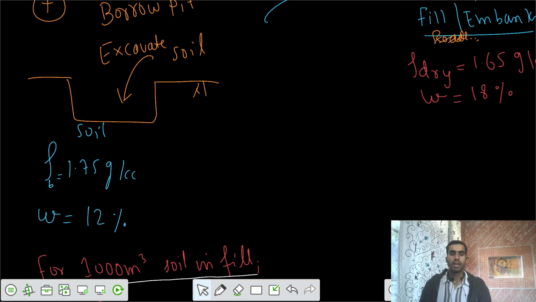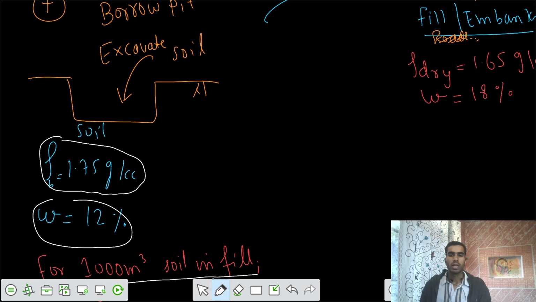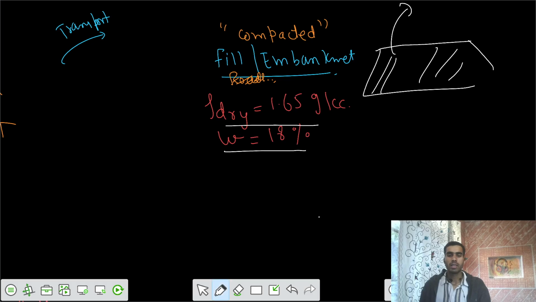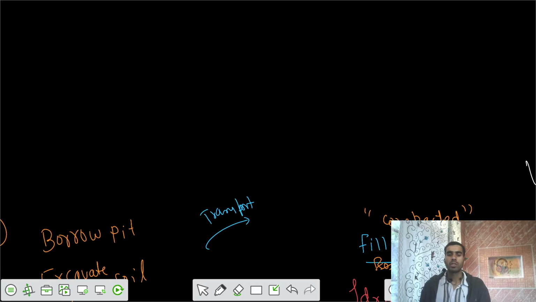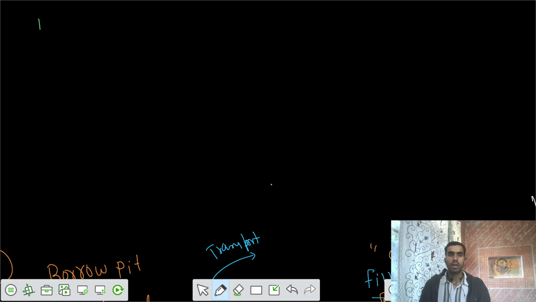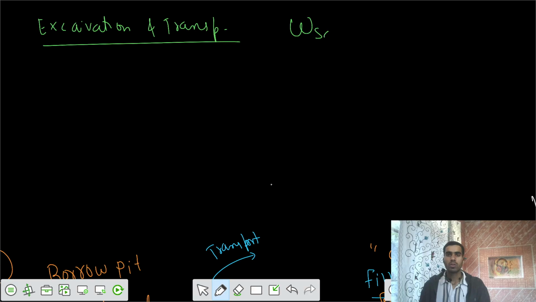Here we have different density, that is bulk density, and different water content. At this location, we have different water content and different dry density. One more data is given to you, that the specific gravity of the soil solids is 2.7. Now how can you solve it? For excavation and transportation problems, we have the concept that the total weight of solids is going to remain constant.